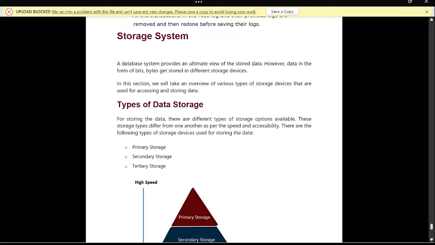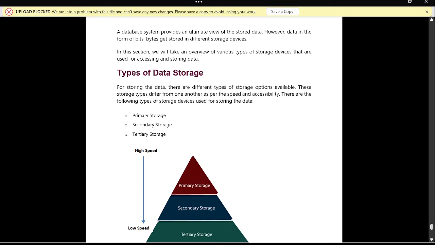A storage system is nothing but where we are going to store everything. A database management system is nothing but a storage, no? Where we have unorganized data, by using this software we are going to organize everything in a format. So, the types of data storages are primary storage, secondary storage, tertiary storage.